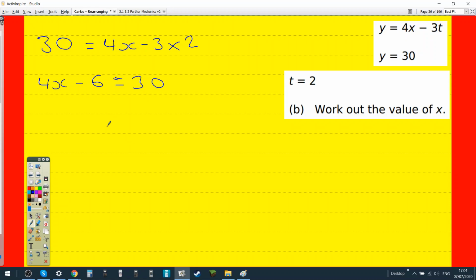4, 8, 12, 16, 24. Is it 5? So it might have a fraction answer again. Okay then. Is it 9? Yep. 9, yeah. X equals 9. And so this one had substitution and solving.